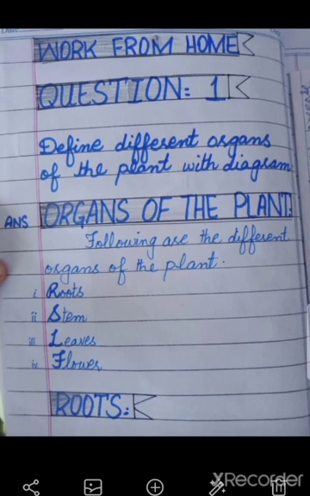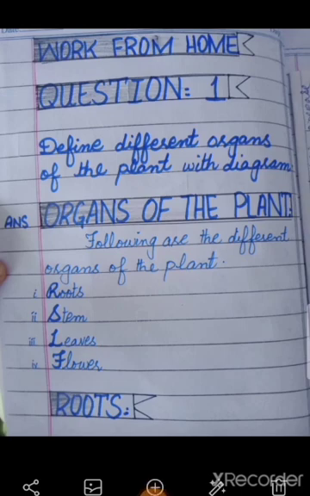So after that you have to give a 2-finger gap and write down that following are the different organs of the plant, and then write down the names of the organs. So this is the sample to show how you are going to start your work from home. Look at this question, how it is arranged, right? And all these further questions you have to do in such a way.